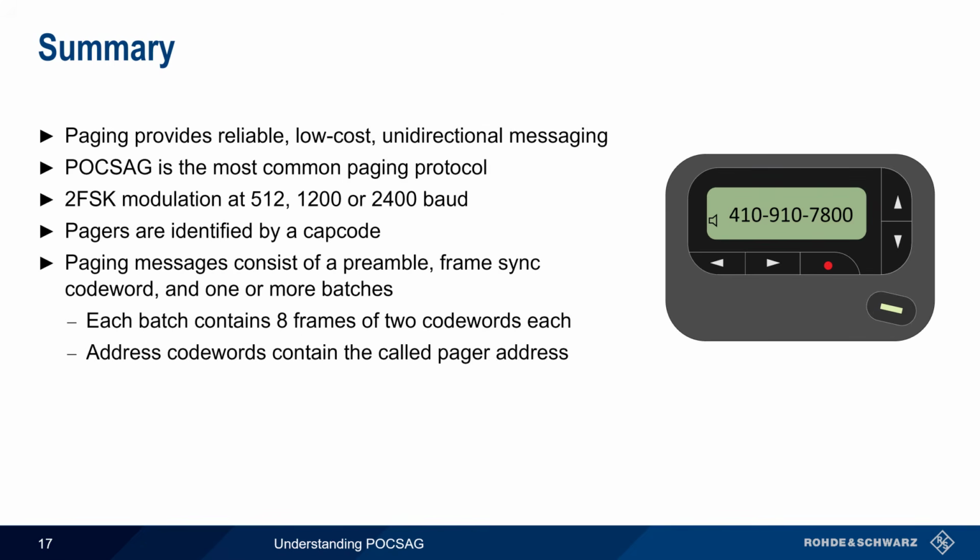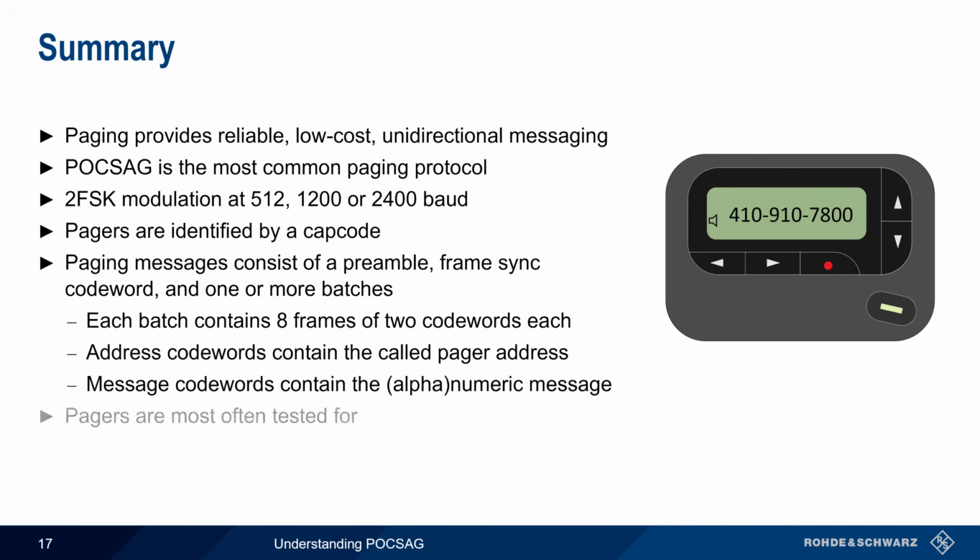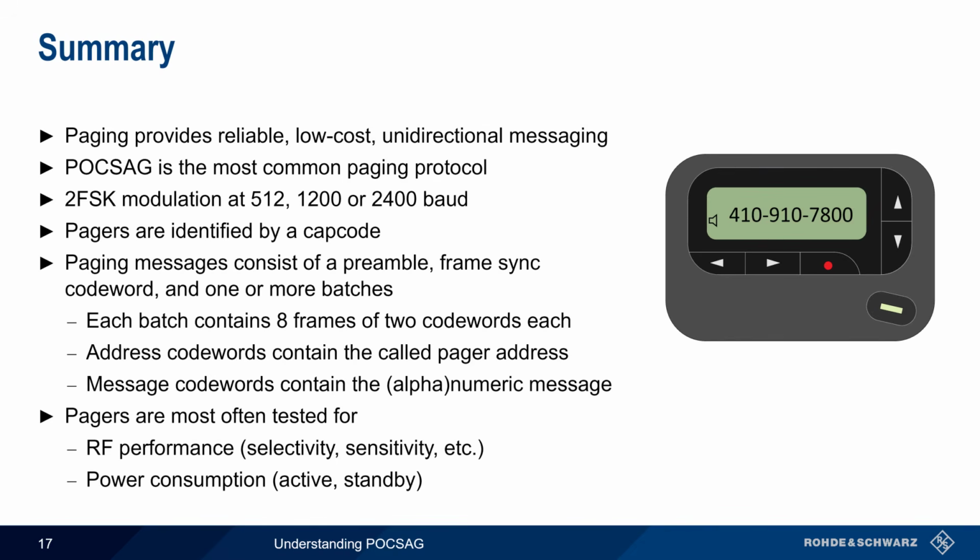Address codewords contain the address of the called pager, whereas message codewords contain the numeric or alphanumeric message for the addressed pager. And finally, the types of tests performed on pagers fall into 2 general categories. The first is RF performance, such as sensitivity and selectivity, and the second involves measurements of power consumption in both active and standby modes. This concludes our presentation, Understanding POCSAG.